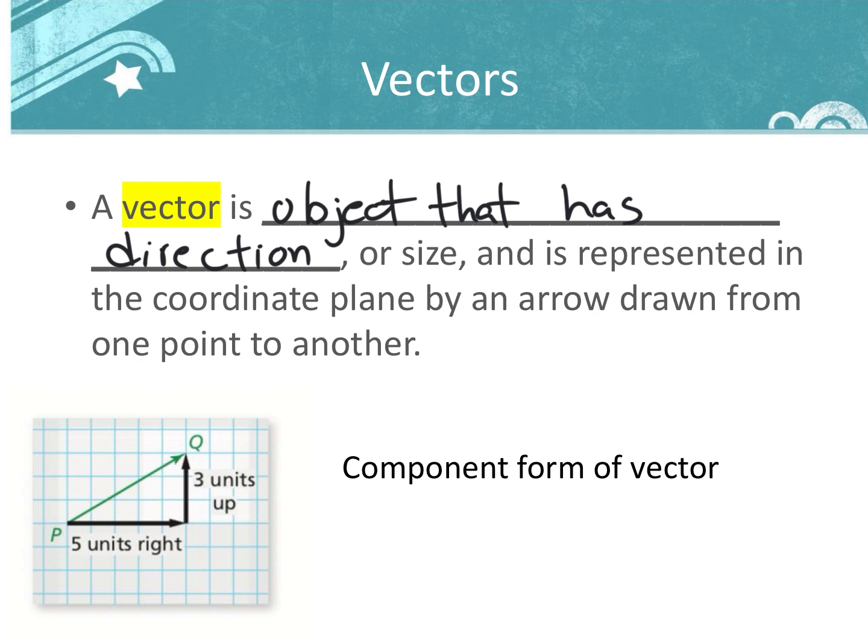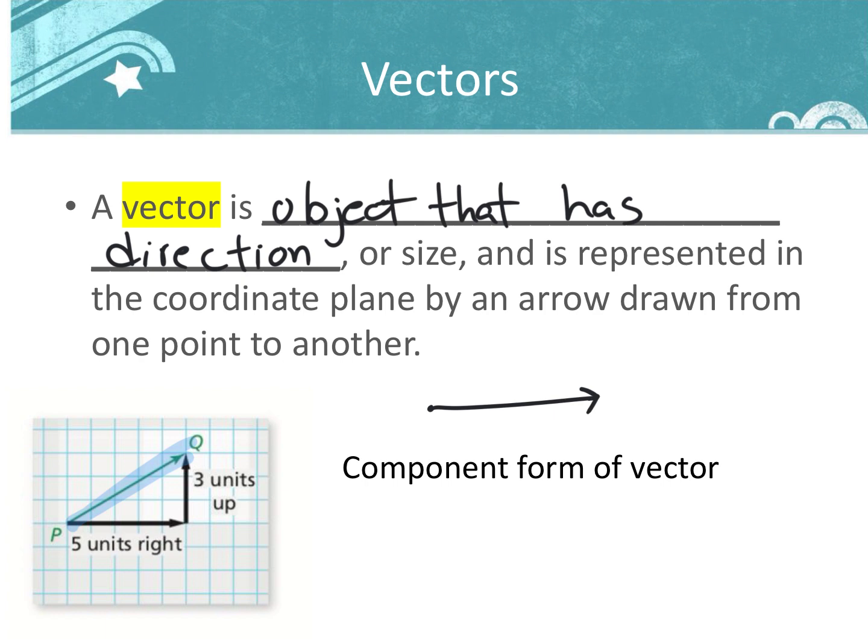So if you guys can see, right here in the graph, the vector will be that green line from P to Q. As it starts at one point, we draw the line and it's represented as an arrow. As it has a direction, it is going in a specific way.